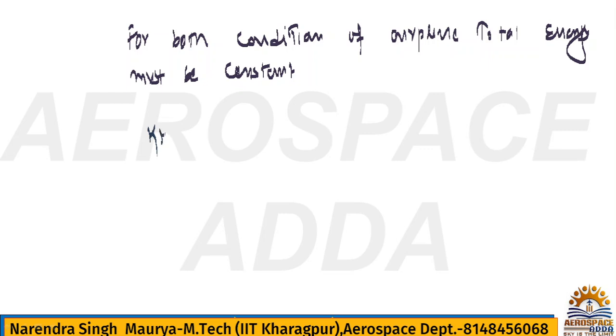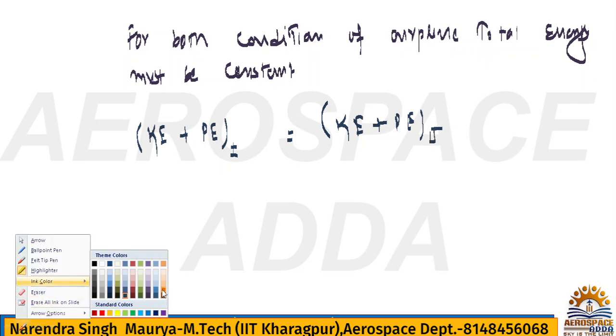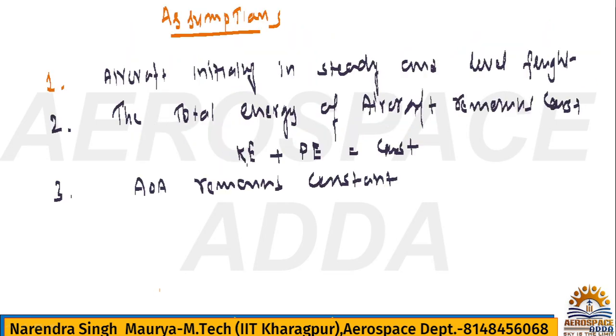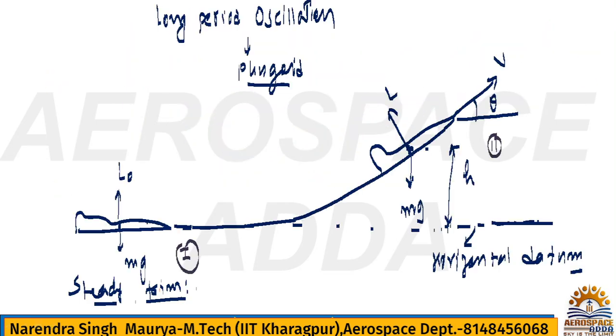Here we can say kinetic energy plus potential energy at point 1 for the airplane is equal to kinetic energy plus potential energy at point 2 for the airplane. So what is the potential energy at point 1? Obviously 0. Why? Because it has not gained any altitude. If altitude is gained, then only potential energy will be there.